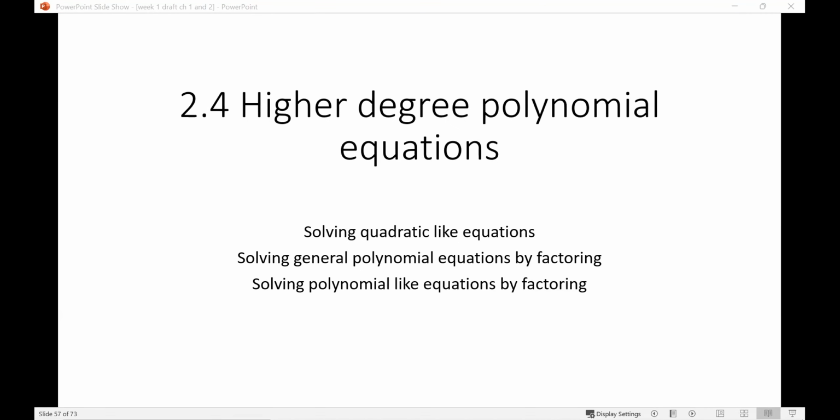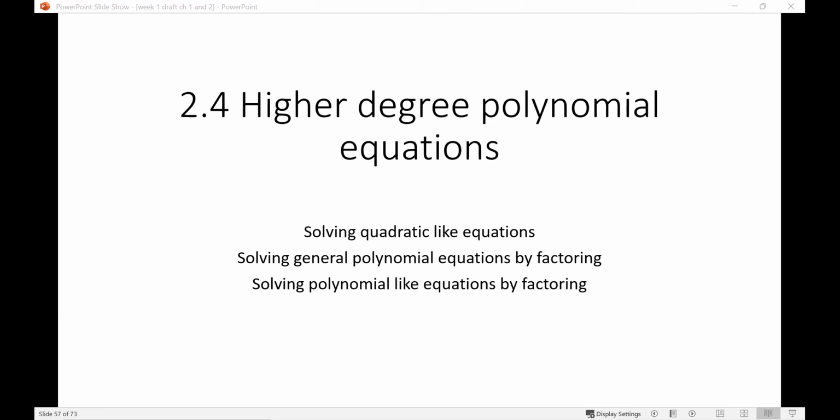In this video, we're going to cover section 2.4, which is higher degree polynomial equations. We're going to learn how to solve some more equations that are not just our quadratics. We're going to solve equations that are similar to quadratics or that we can modify to make them as if they are quadratics. We're going to solve just general polynomials by factoring.